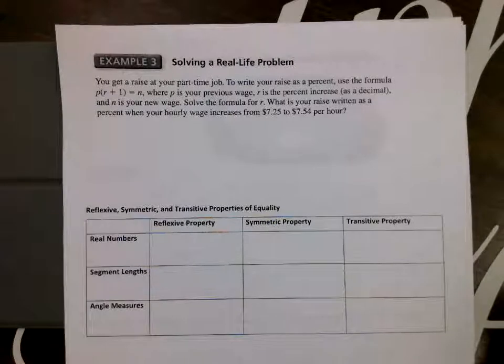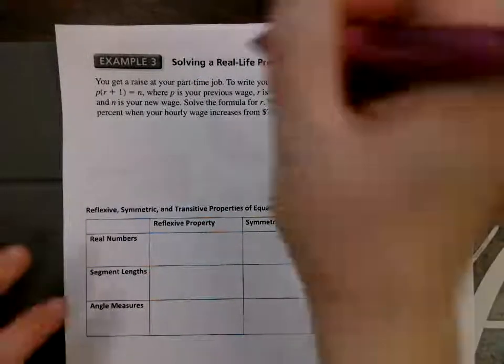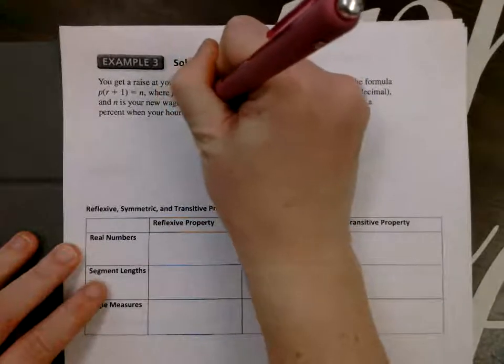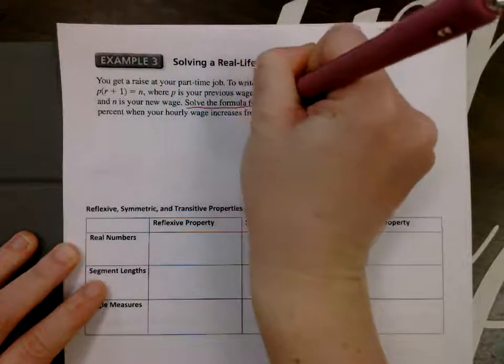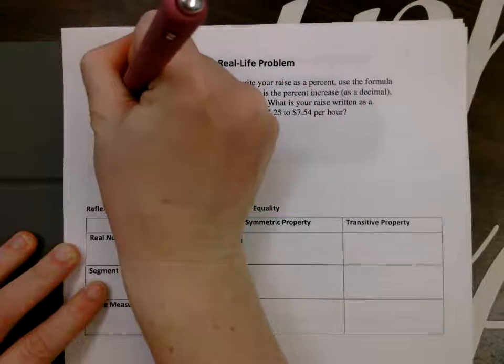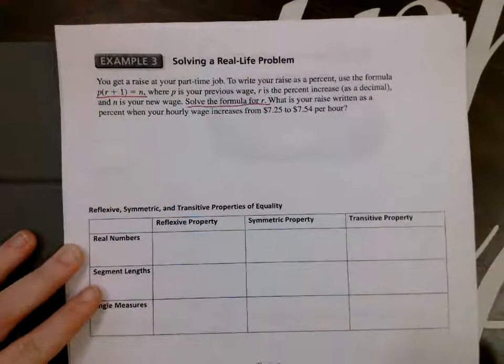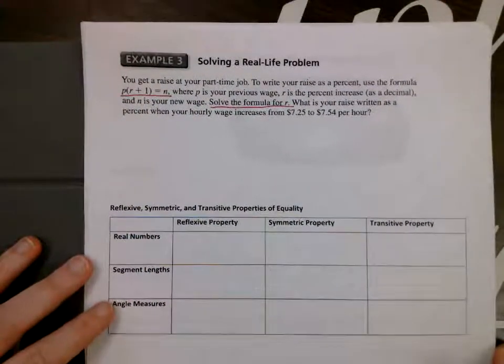So it says you get a raise at your part-time job. To write your raise as a percent, use the formula P times the quantity R plus 1 equals N, where P is your previous wage, R is the percent increase as a decimal, and N is your new wage. Solve the formula for R. Okay, so all that this is telling me to do so far is I'm going to take the formula that they gave me and I'm going to solve it for R. Okay, everything else was too much information as of right now.